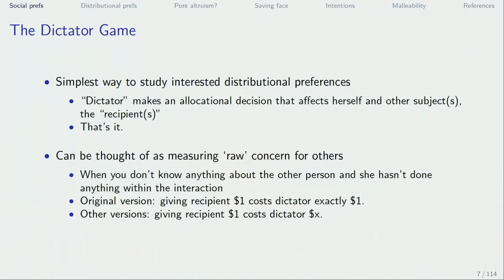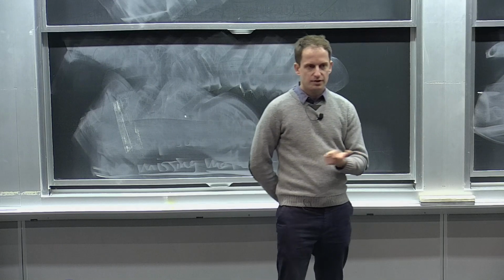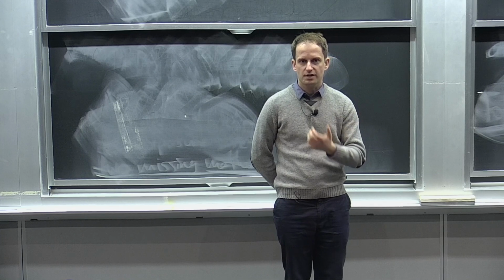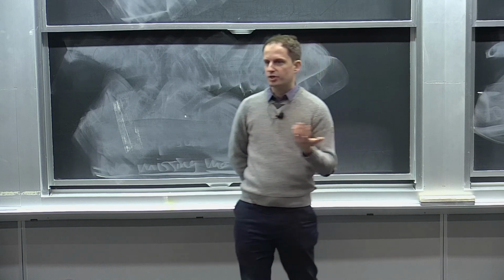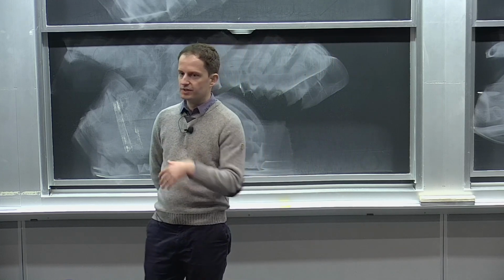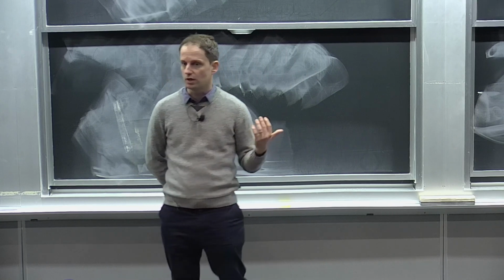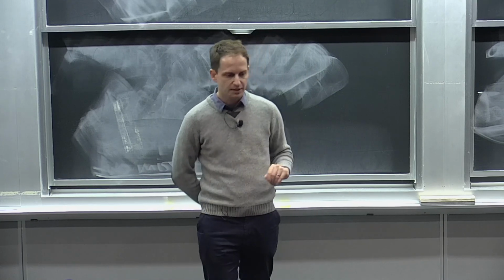The original version is just one-to-one. Any dollar that you give is given directly to this other person. There are different versions where the exchange rate is varied, where giving is cheaper or more expensive. If you give $1, the other person gets $2 or 50 cents or the like. Okay, so that's the Dictator Game.